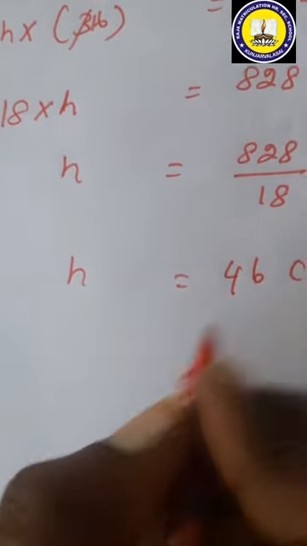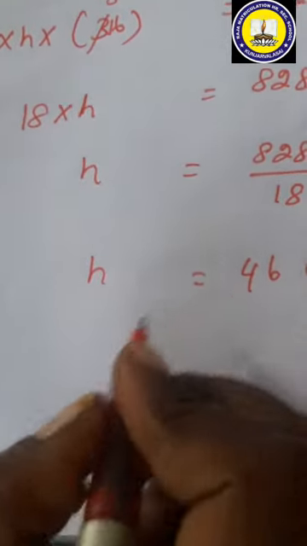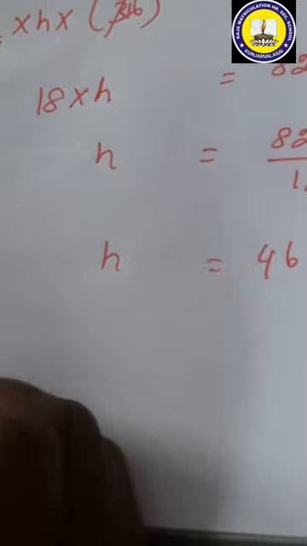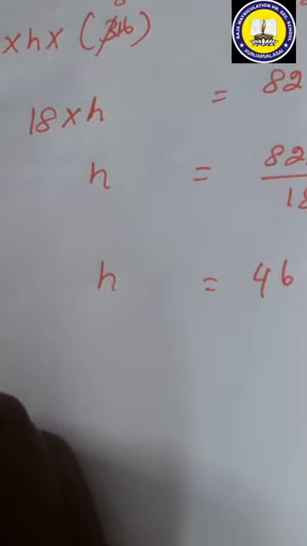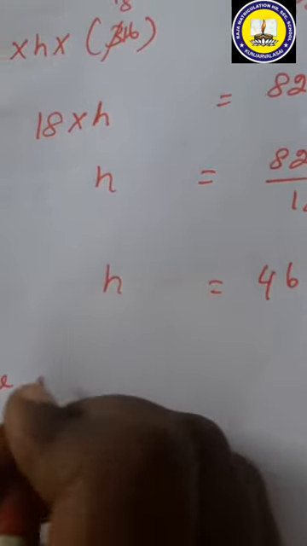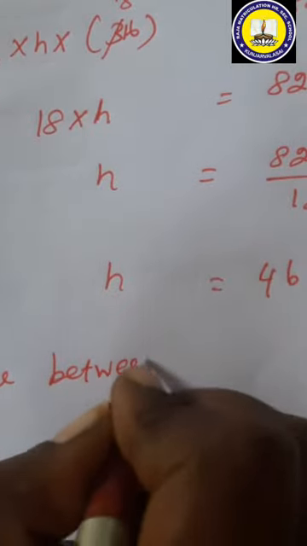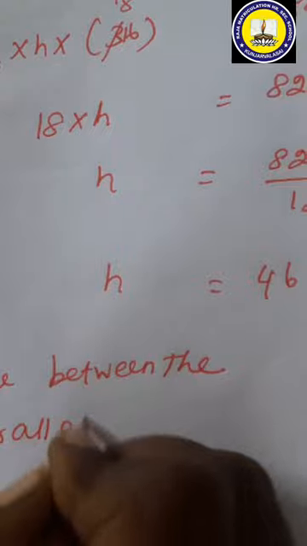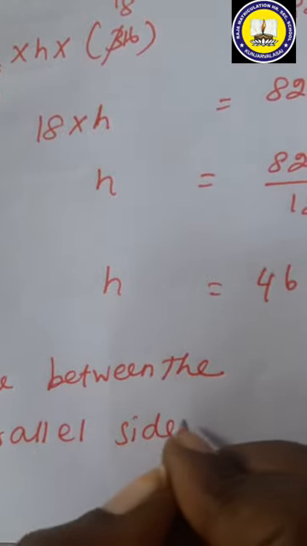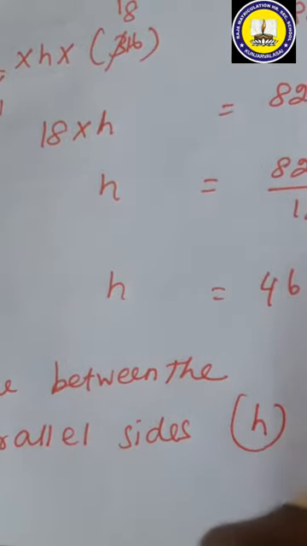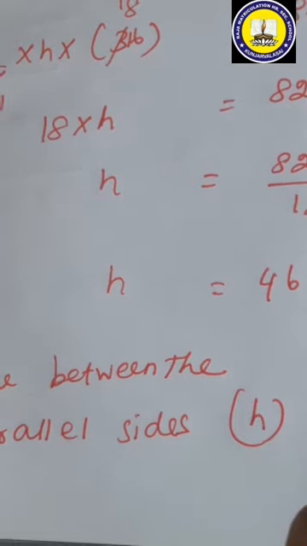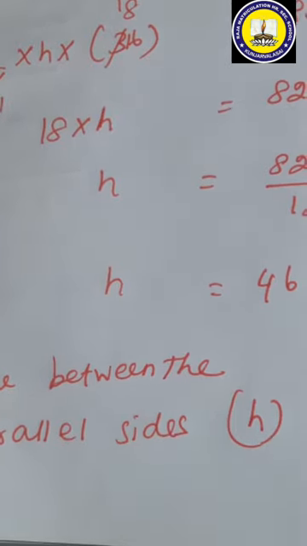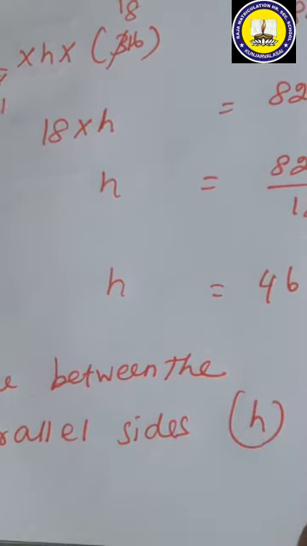Unit is centimeter. So the final answer, therefore this distance between the parallel sides, that is H, is equal to 46 centimeter. Okay, not square, because this is H, not area.